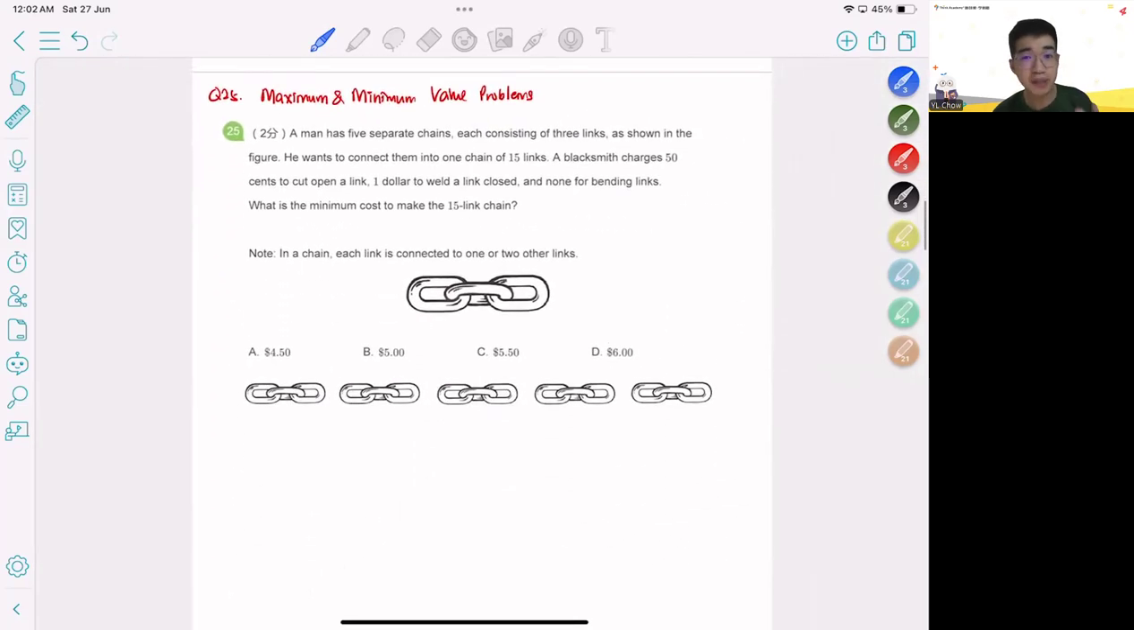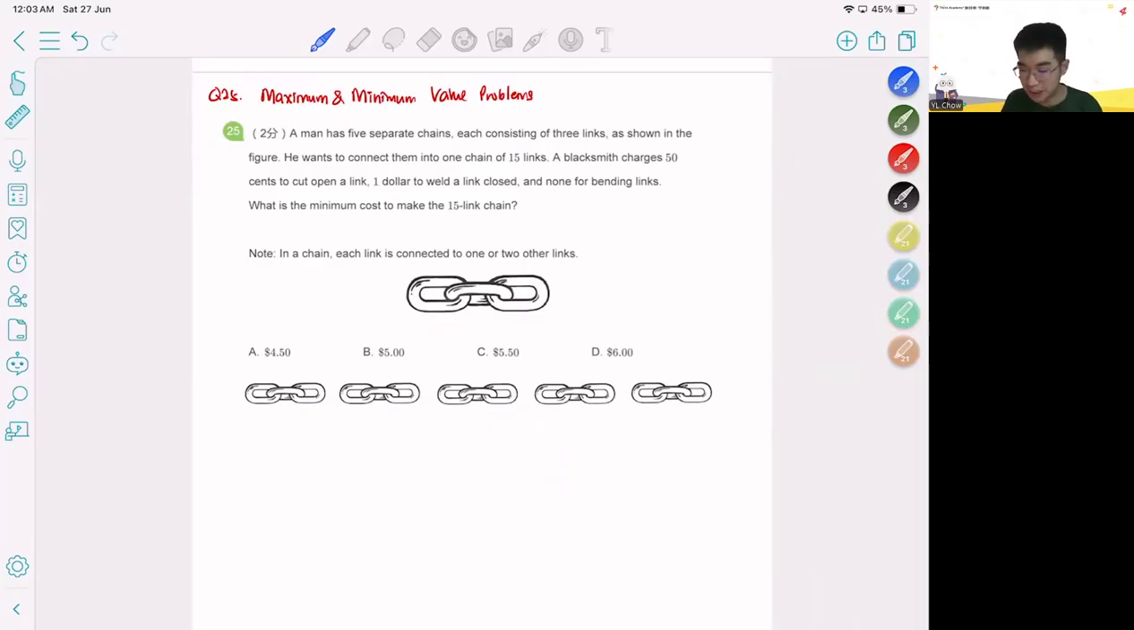Now, honestly, this question has caused a lot of heated discussions, right? Because to be honest, the question is not that clear, right? We don't exactly know how cutting open a link works. But it's okay, let's read the question first.